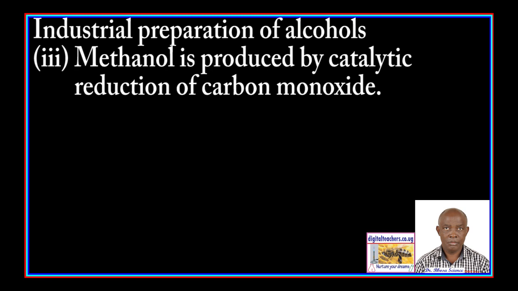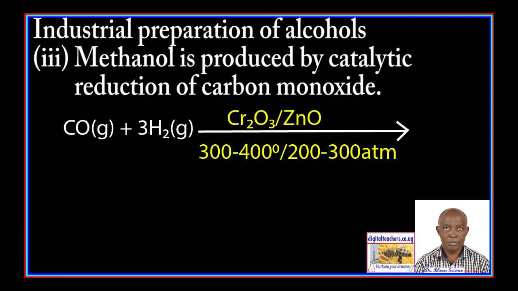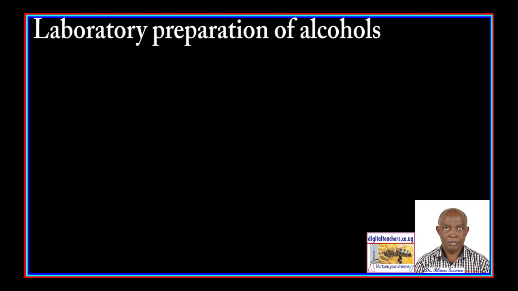Methanol is produced by catalytic reduction of carbon monoxide. Carbon monoxide plus hydrogen in the presence of chromium oxide or zinc oxide at high pressure and temperature will give you methanol. Laboratory preparation of alcohols.